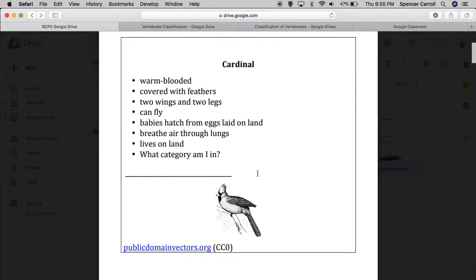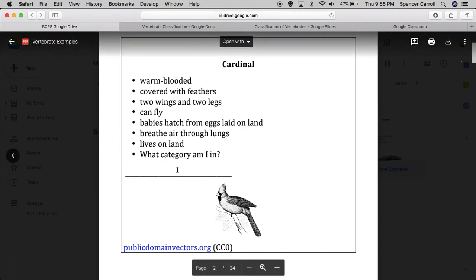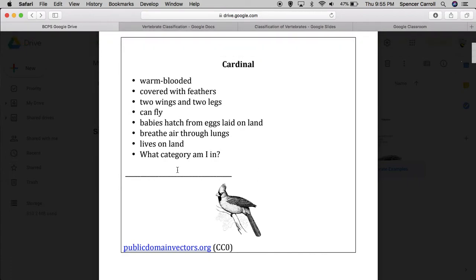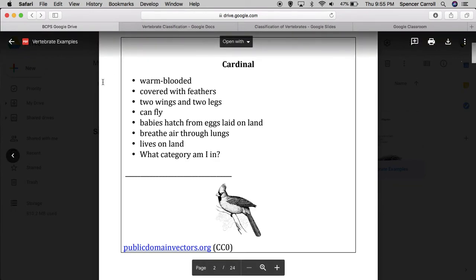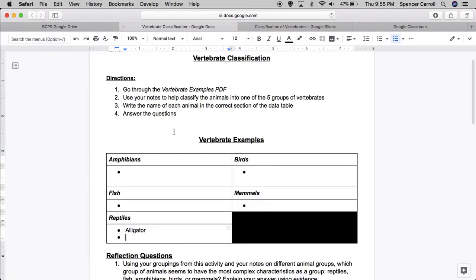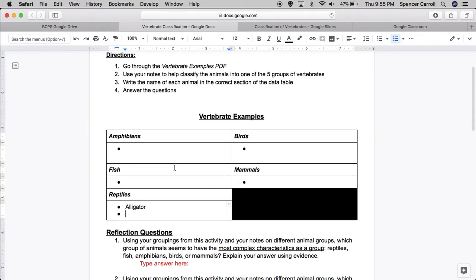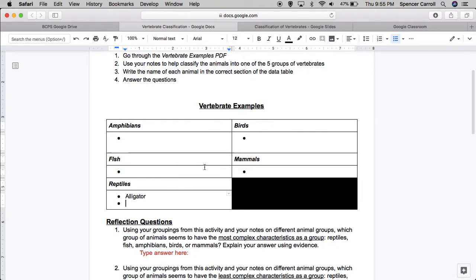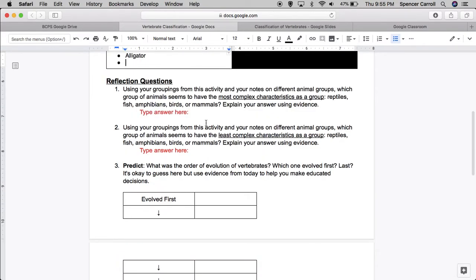Some of them will be easier than others. Some of them might be a little tricky. The important thing is check those characteristics, and you're trying to match up all the characteristics ideally. There are some curveballs. Some of the animals will have most of the characteristics, and you're going to have to give it your best guess. All right, that being said, I organize all the organisms, the vertebrates, into their 5 categories, and then I'm going to answer the reflection questions.